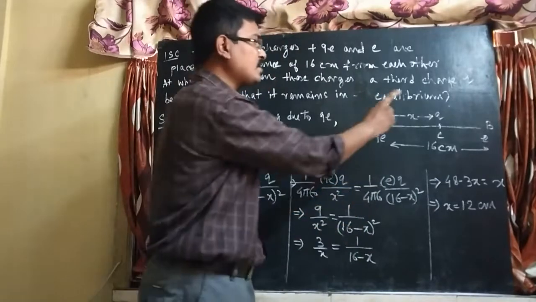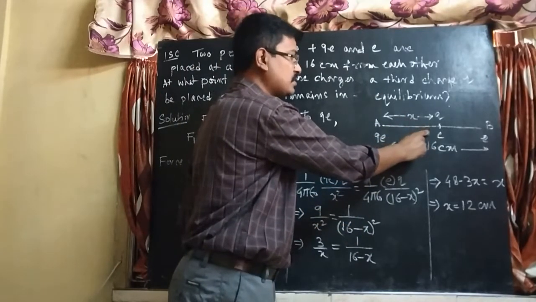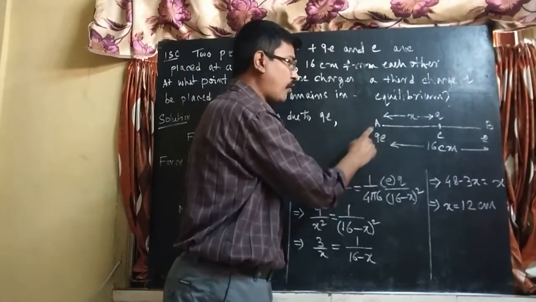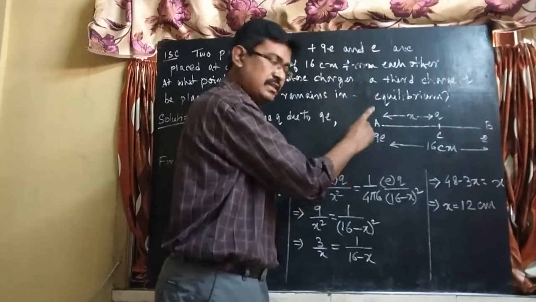This means the charge Q is placed at a distance of 12 cm from the charge 9e. This would be the answer.